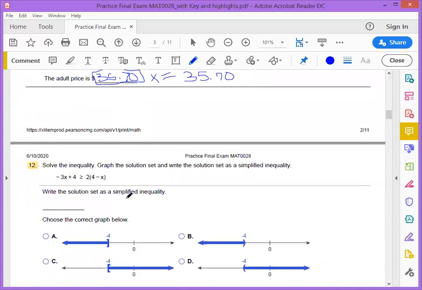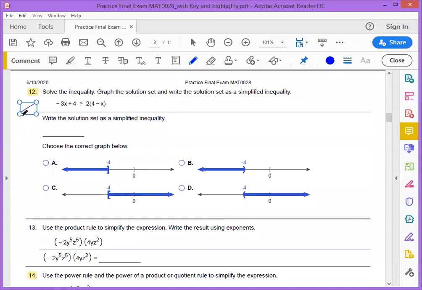All right, let's look at number 12. For problem number 12, you're asked to solve this inequality and then graph the solution, and write the solution as a simplified inequality. All right, so let's look at our inequality that we're solving here. We have negative 3x plus 4 greater than or equal to 2, and in parentheses 4 minus x.